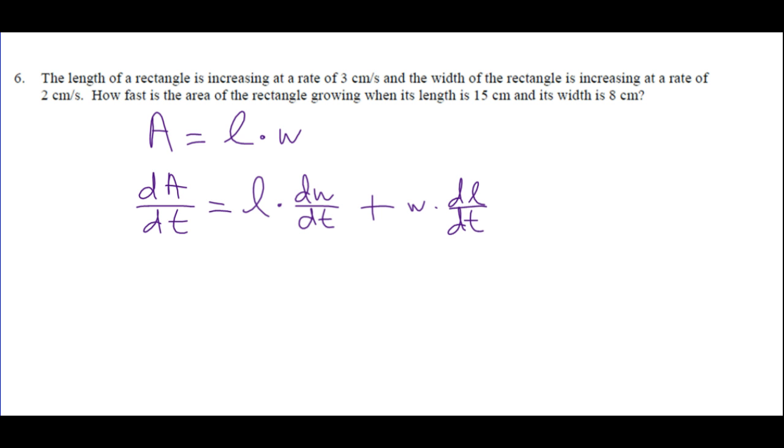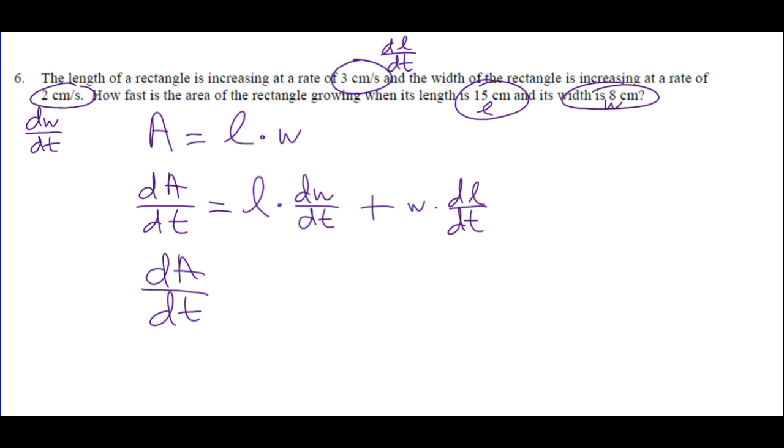We know the length of the rectangle, so that's dL by dt. And the width of the rectangle, that's dW by dt. And that's L. And that's W. So we got everything we need, right? In order to figure out the rate at which the area is changing. We got a length, we got a width, we got the rate of change of increase of width, the rate of change of increase of length. So we just plug in the numbers.